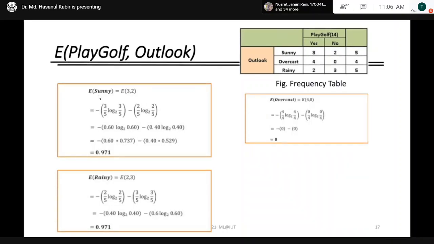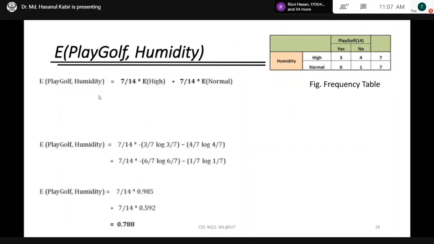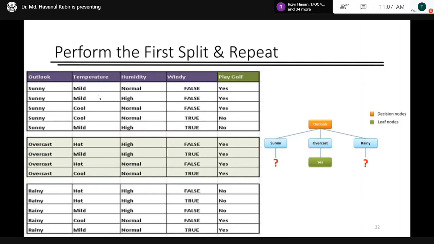No. How about the branch sunny? What was the impurity value? 0.971. So do we need to do a split? Yes, sir. In case of rainy, what was the entropy value? 0.971. Do we need to do the split? Yes. Like you can see in the table, once I have followed this branch sunny, among the 5 records, 3 of them belong to yes, 2 of them belong to no. So don't you think that you have to further do the splitting over here? Yes or no?